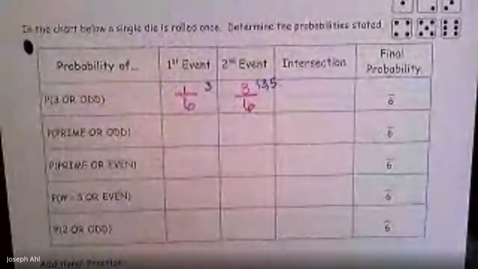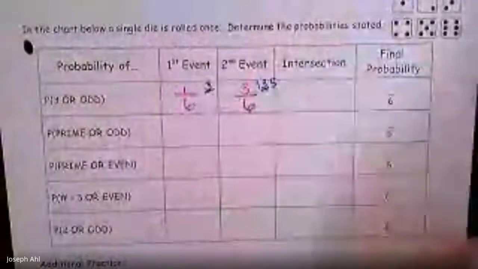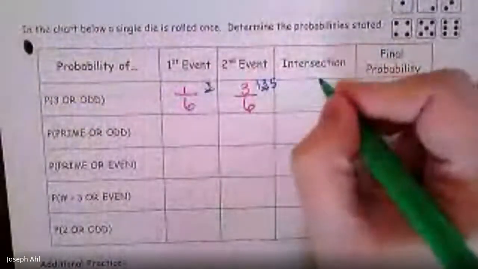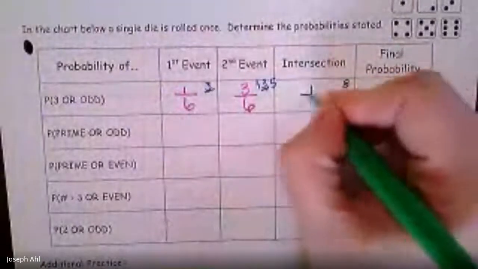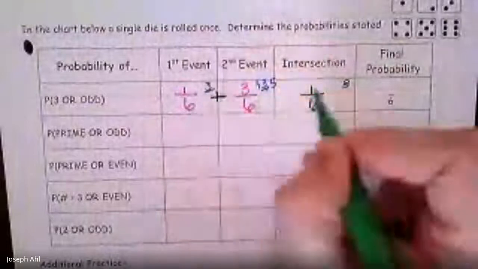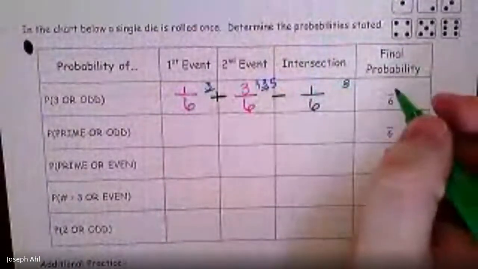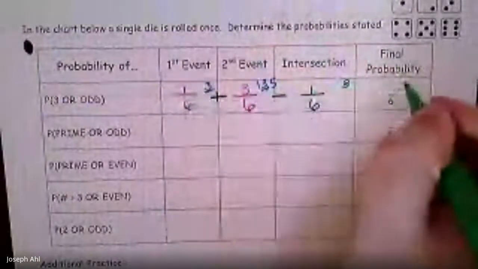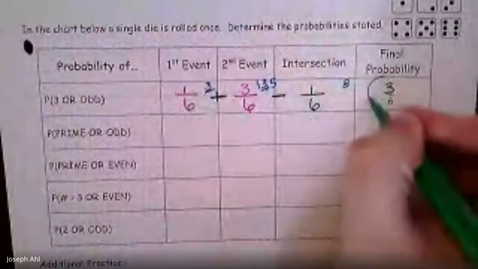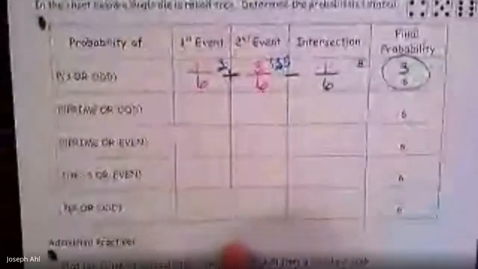Is there any overlap between those two groups? The answer is sure. They both have the number 3 in it. So the intersection is the number 3, which happens to be 1 out of 6. So we're going to add the first 2 columns and subtract out the last to get the total probability. In this case, 1 plus 3 is 4, minus 1 is 3. Okay, so the answer to that first one is 3 out of 6.